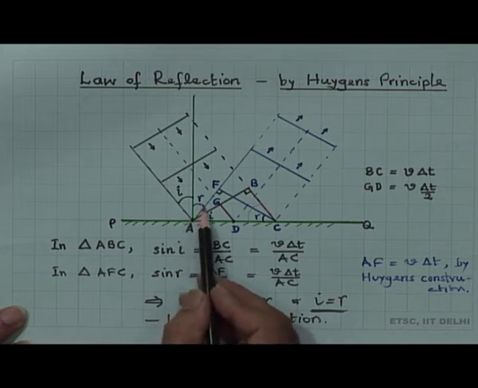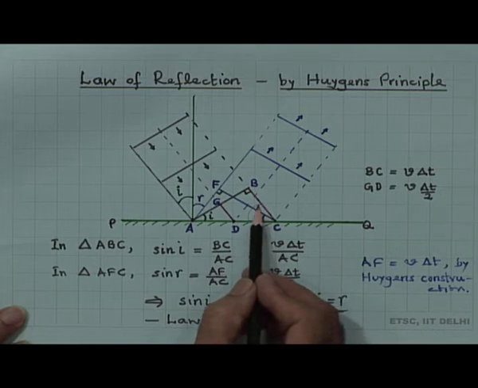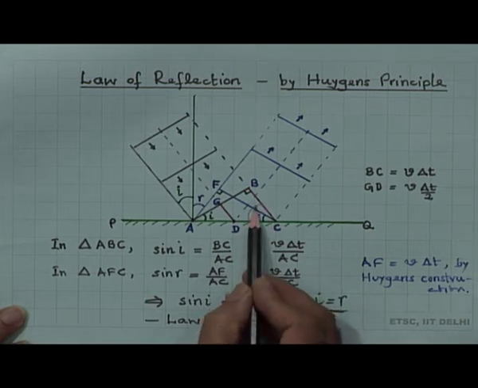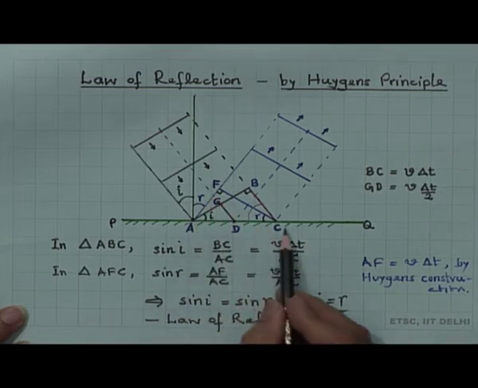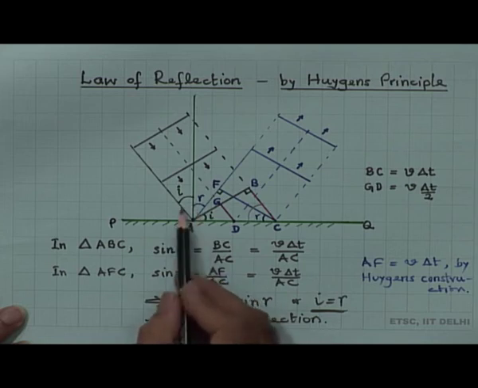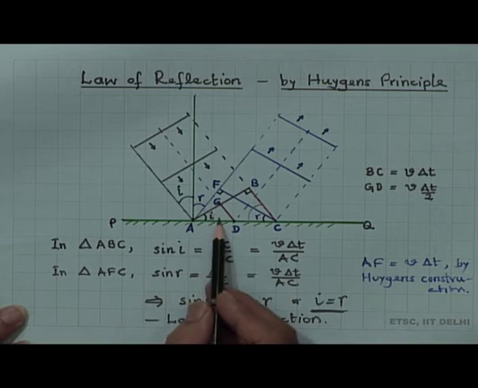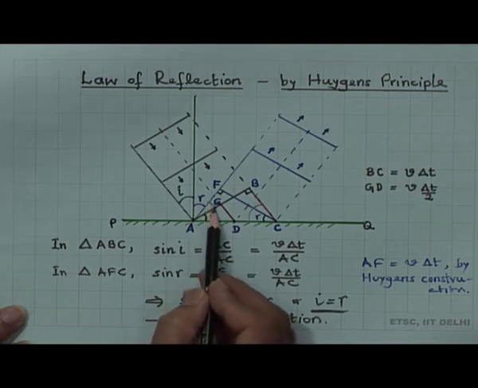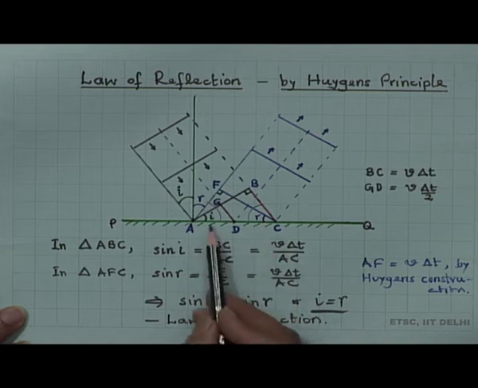Similarly, if this is R, then this angle has to be R. So, this angle is 90 minus I here, and this angle is R for this triangle, because this is 90 degrees and this angle is R. Therefore, the remaining angle here is 90 minus R, and therefore, this angle must be R. That is how we have this equal to I and this equal to R.